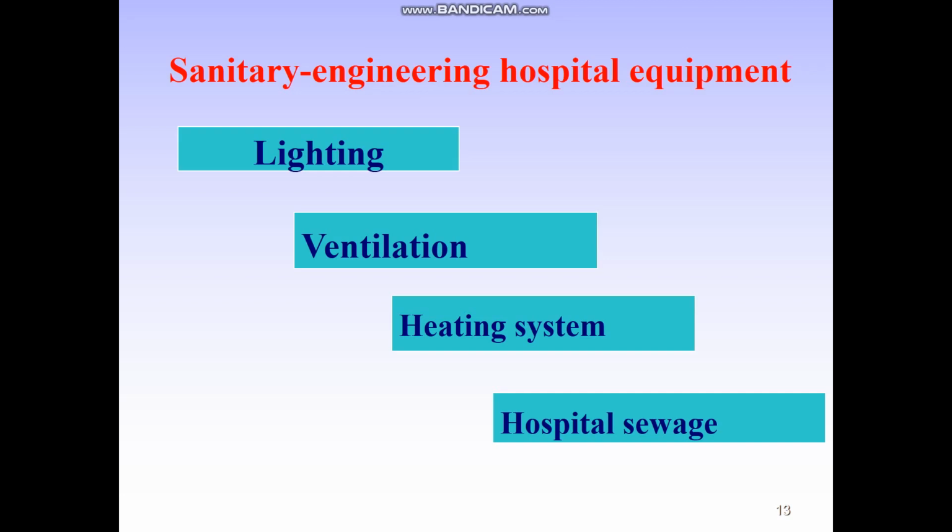Hygienic requirements for sanitary engineering hospital equipment: lighting, ventilation, heating system, hospital sewage. Lighting, or human vision. Visual acuity, the recognition ability, is the ability of the visual analyzer to recognize the smallest element of the object. It is determined by the smallest angle under which 2 adjacent spots are recognized as separate. The visual acuity is conventionally considered to equal 1 angular minute.